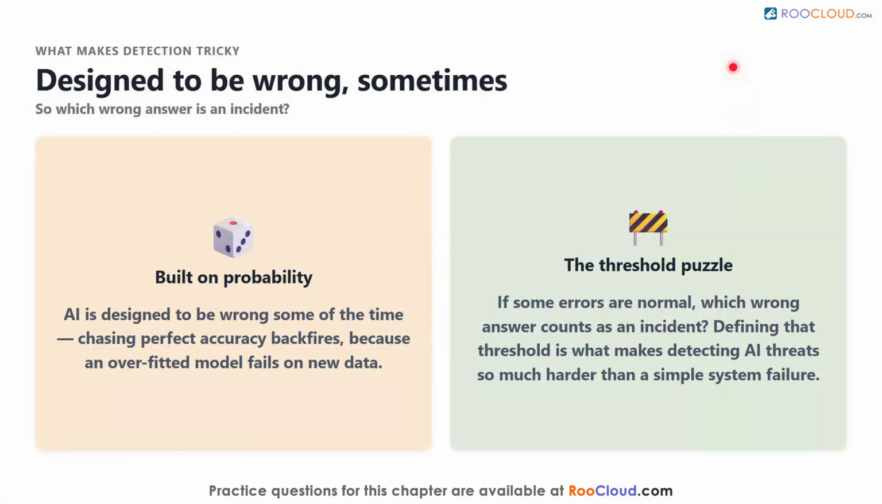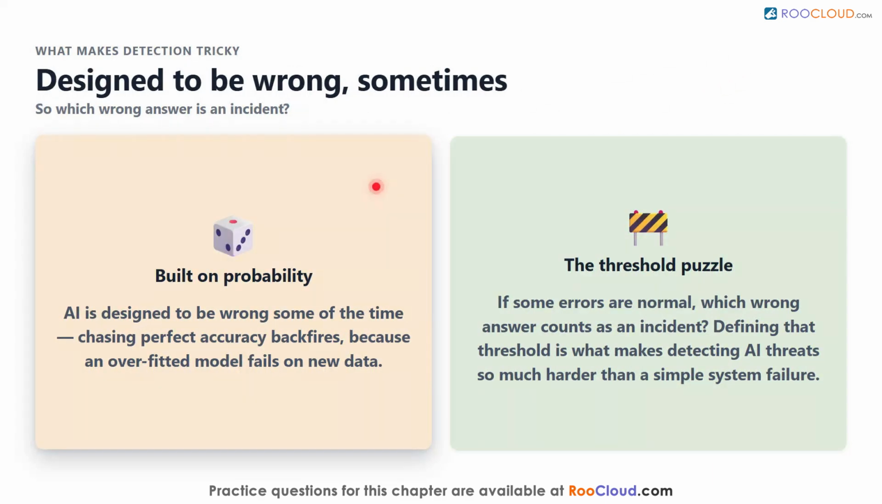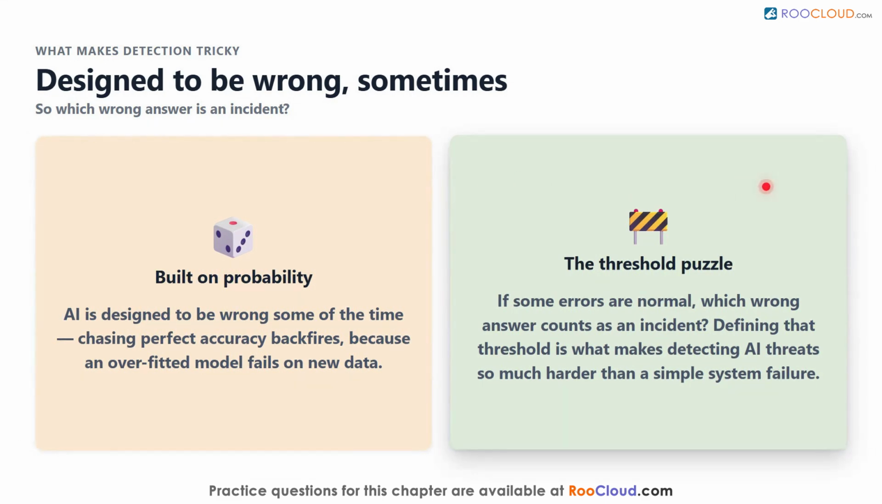Let's start with what makes detection so tricky. AI is built on probability, which means it is designed to be wrong some of the time. Chasing perfect accuracy actually backfires because an overfitted model fails on new data. This creates a genuine puzzle. If some errors are normal and expected, how do you decide which wrong answer counts as an incident? Defining that threshold is what makes detecting AI threats so much harder than detecting a simple system failure.